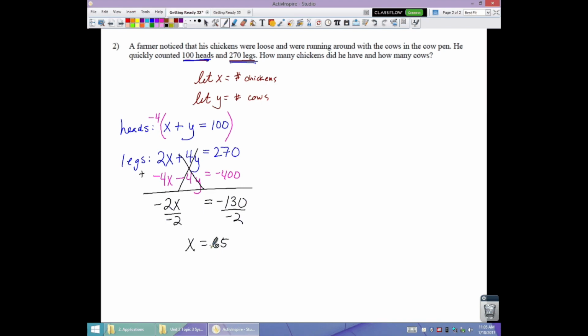So what does that mean? If I go back to my let statements, x stood for the number of chickens, so I have 65 chickens. I need to substitute that back into one of the equations. This top one certainly looks the easiest, the x plus y equals 100. So if I replace x with 65 and solve for y, that means I must have had 35 cows.